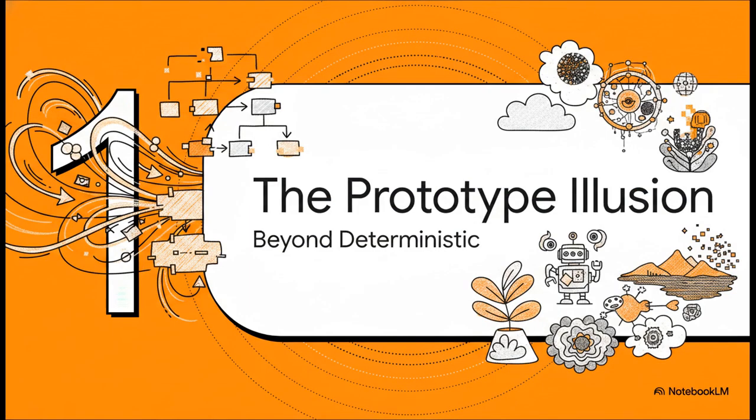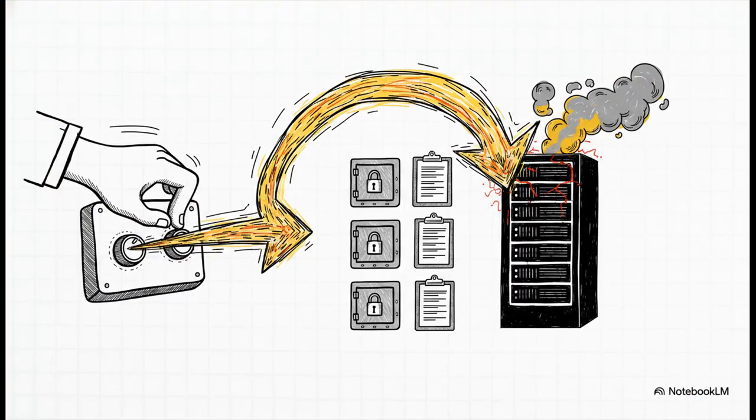Kicking things off with part 1, the Jupyter prototype illusion. Why deterministic engineering isn't enough. Okay, so here's the core issue. Deploying AI without strict LLM ops is basically a catastrophic anti-pattern. It leads straight to massive system degradation.